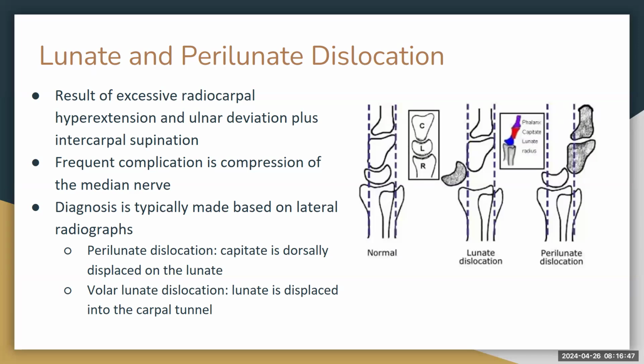The diagnosis is typically made based on lateral radiographs, as you can imagine, based on the pictures. In a perilunate dislocation, the capitate is dorsally displaced on the lunate, and in a volar lunate dislocation, the lunate is displaced into the carpal tunnel.